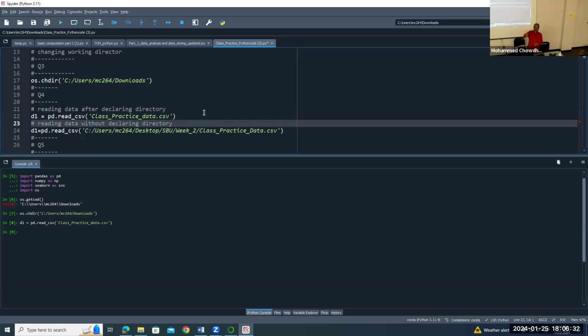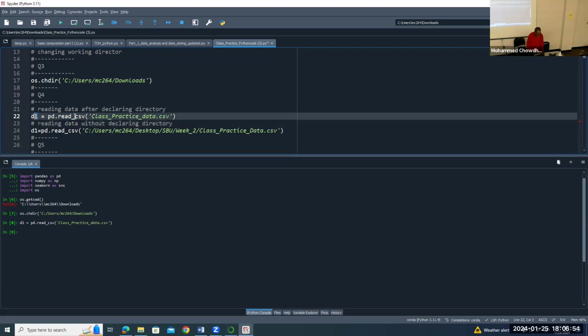I have data I saved in a folder, in a directory. I declare that directory as my working directory. And then when it is declared by line number 17, what you need to do is import the data. At line number 22, I import the data. I name the data class practice data as D1. D1 is the name of my data, okay? If you do not like my naming culture, you can change it and put your boyfriend or girlfriend name, okay?